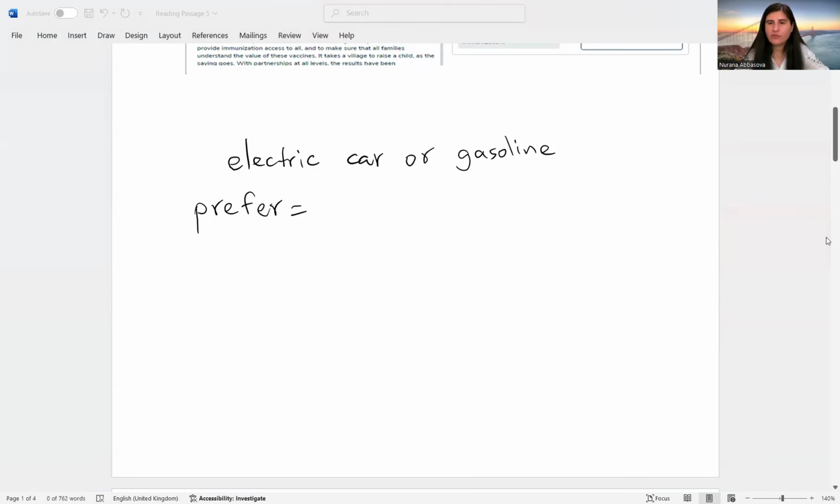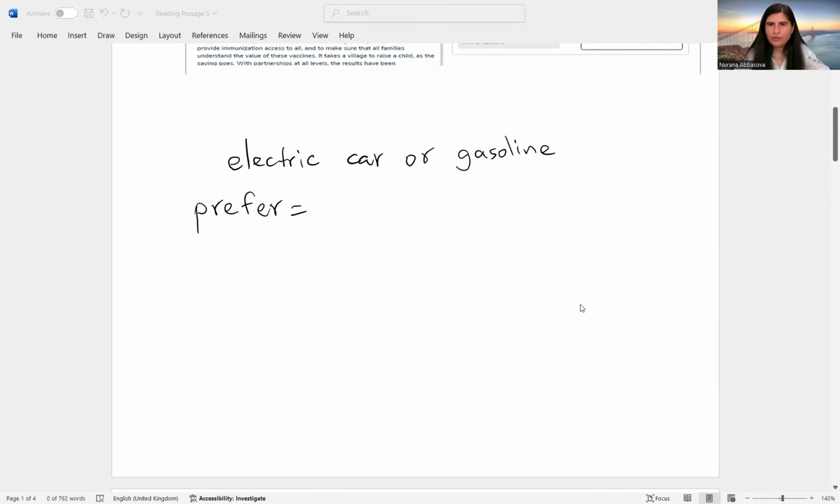Opt for. Opt for is a C1 level word. Good. Rather. After rather, be careful to use the bare infinitive. I'd rather go. I'd rather buy. I'd rather eat. Choose. Yes. Tend to. Tend to, the "to" at the end.